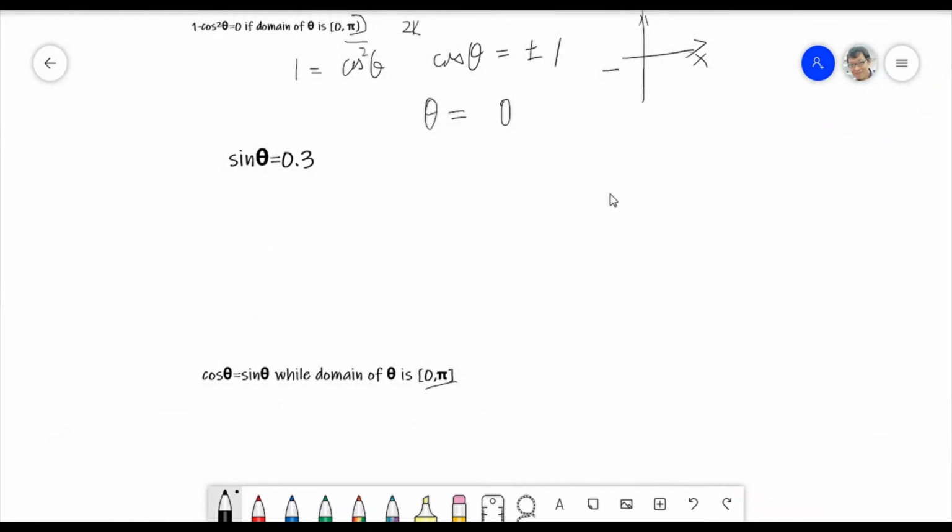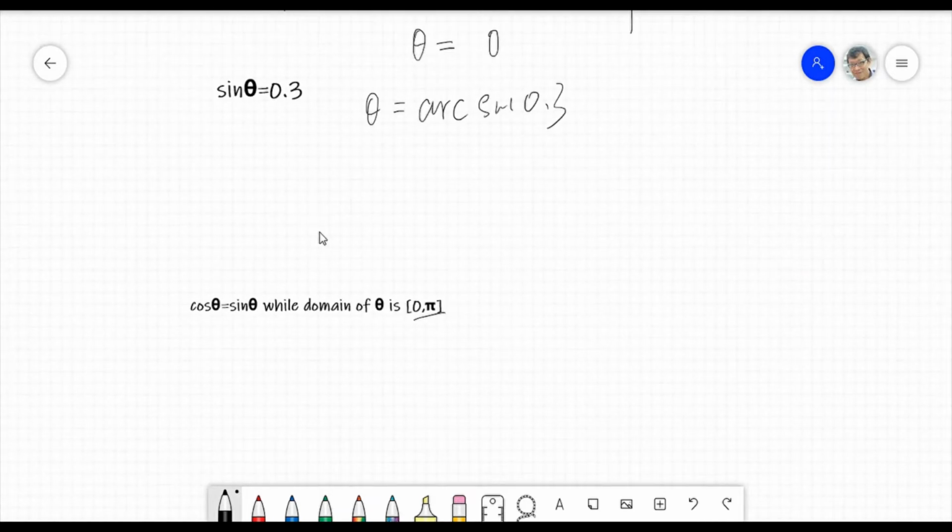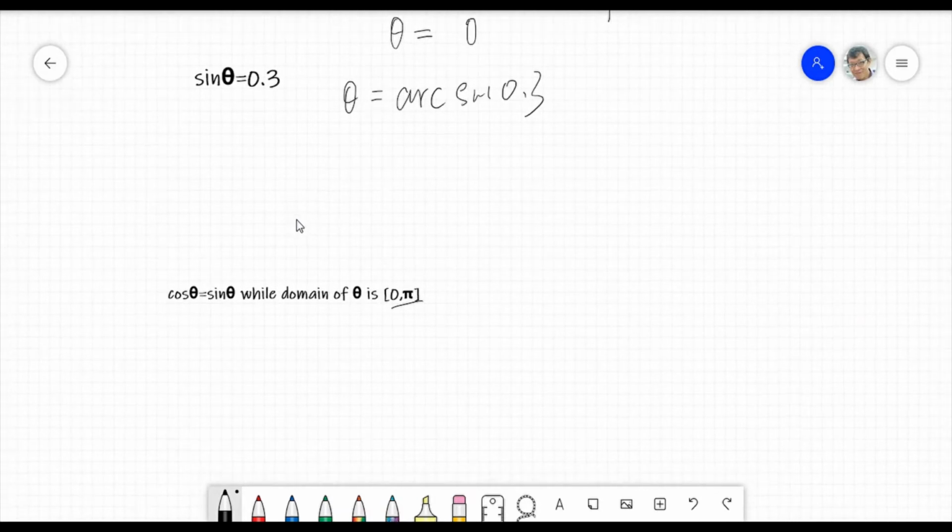How about this one? Sine theta equals 0.3. This is not a special angle that we remember. So our answer will simply be theta equals arcsine 0.3. That's the exact answer, right? And nobody asked you how to evaluate arcsine 0.3.